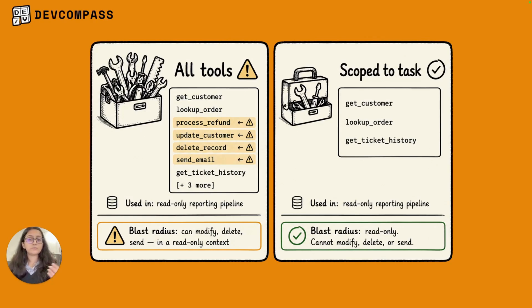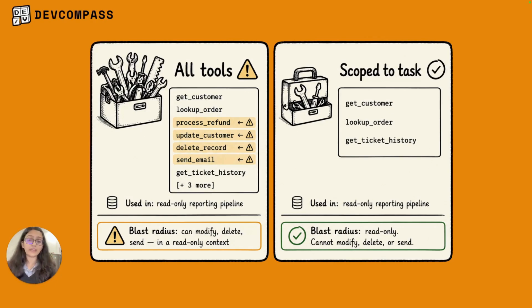This agent is being used for reporting. It reads data. It should never process refunds. But the toolkit includes it. That is why it says blast radius can modify, delete, send in a read-only context. That term blast radius again comes from stage 2. We used it when discussing multi-agent tool assignment. So that applies here too.